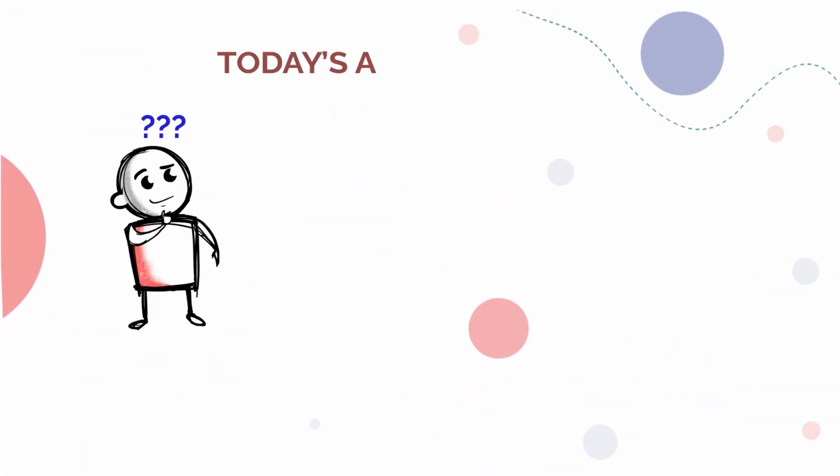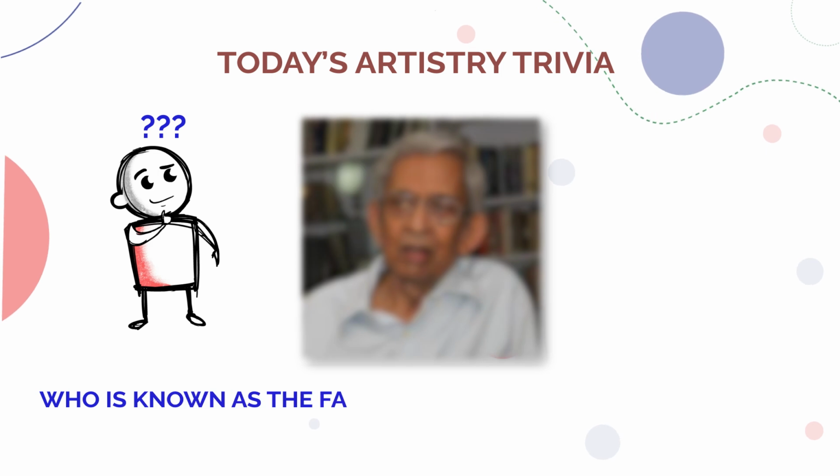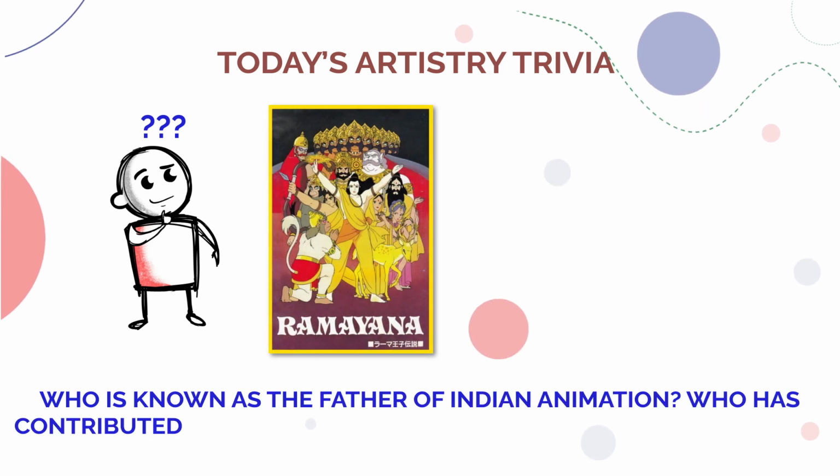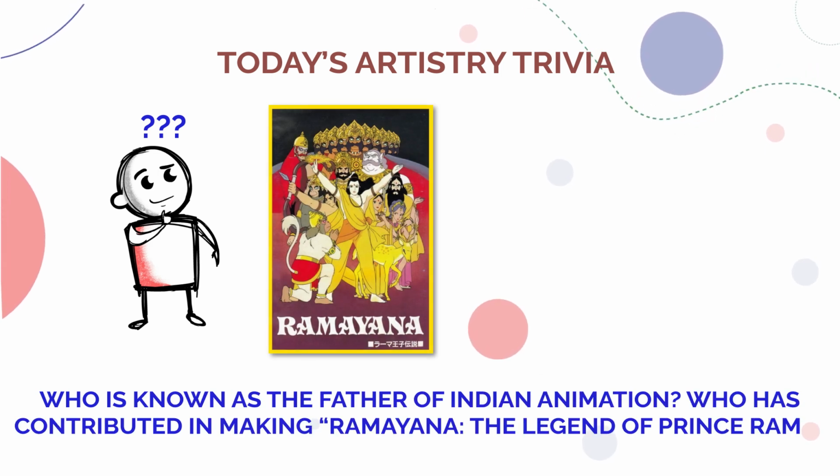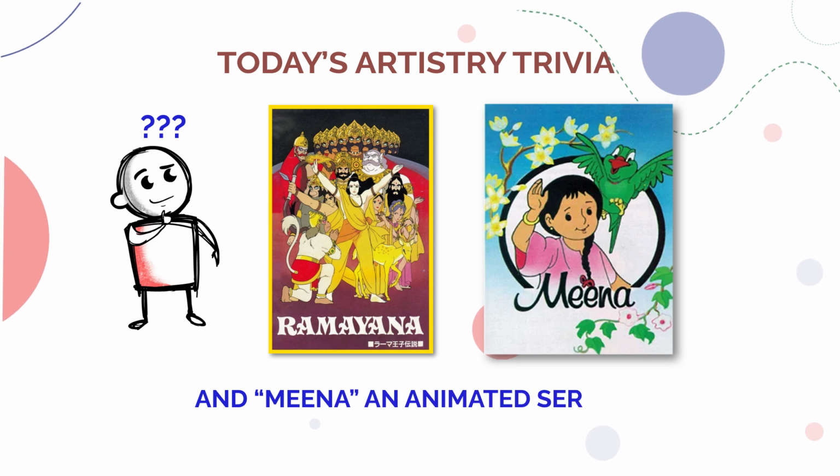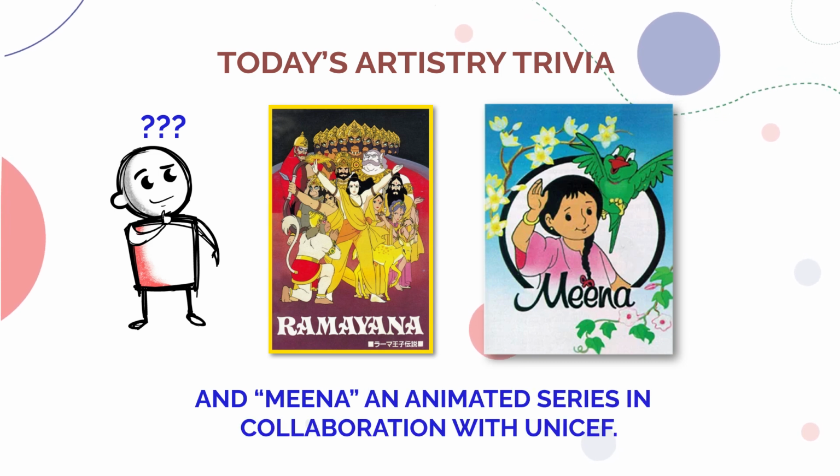For today's artistry trivia, who is known as the father of Indian animation, who has contributed in making Ramayana: The Legend of Prince Rama, and Meena, an animated series in collaboration with UNICEF? Drop your guesses in the comments below and stay tuned till the end to know the correct answer.